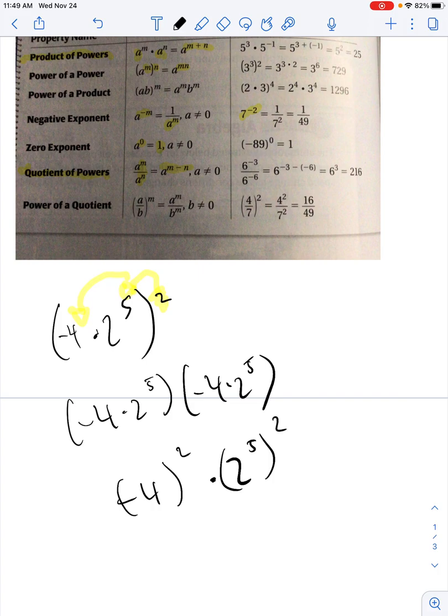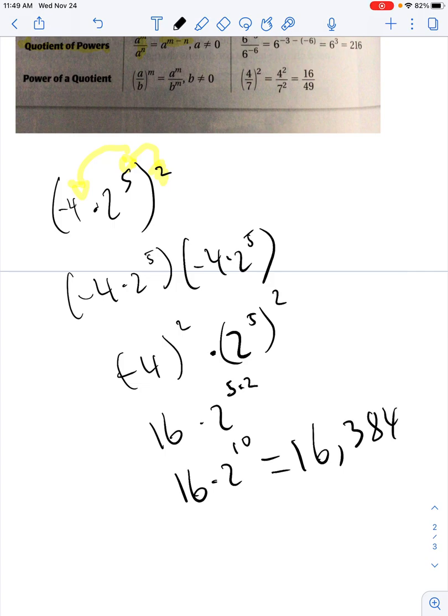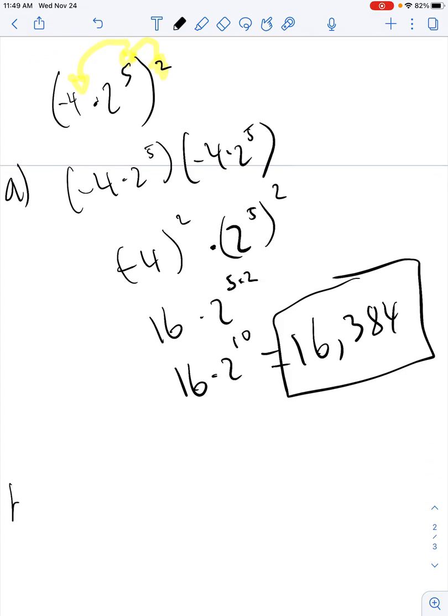Well, negative 4 squared is 16. And this is like saying 2 to the 5th power raised to the 2nd. That means I have to multiply because I have a power to a power. So this would be like 2 to the 10th. And 16 times 2 to the exponent of 10 is 16,384. So that was one example. Let's do one other kind of example real quick.